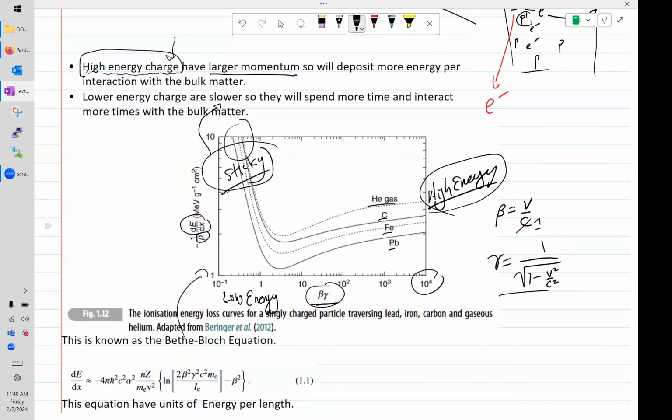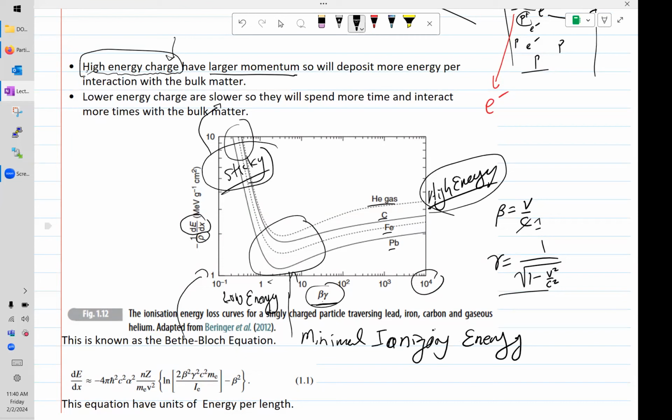High energy particles are also sticky, or don't penetrate as much, because every time they interact, they give out more energy. So it makes sense that there's going to be a little trough in the middle here. And this is a very special place. This place is called the minimal ionizing energy. And it happens at a beta times gamma of around 2 to about 6.